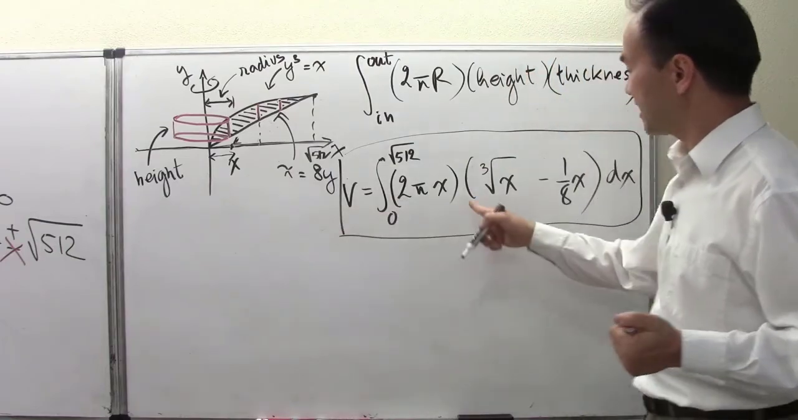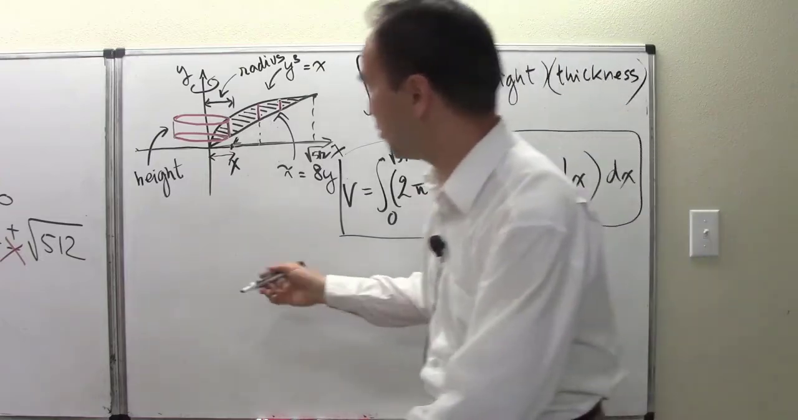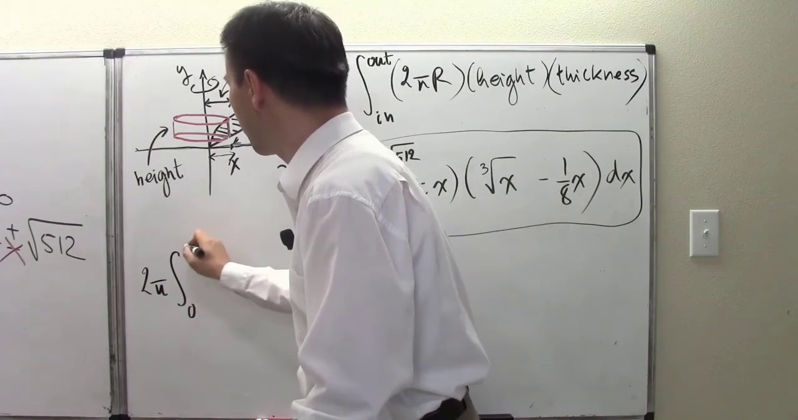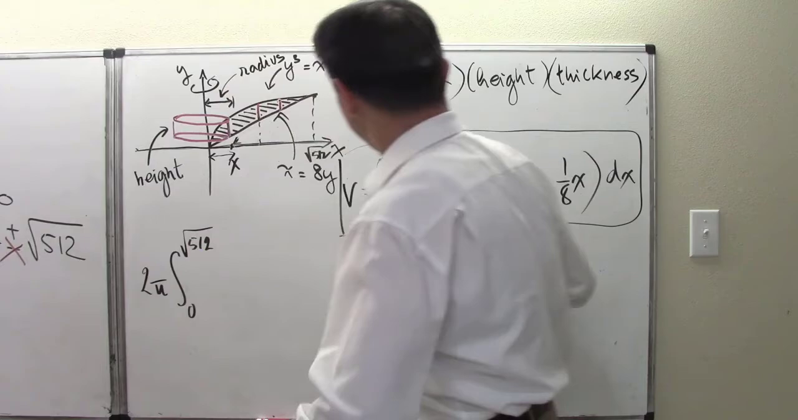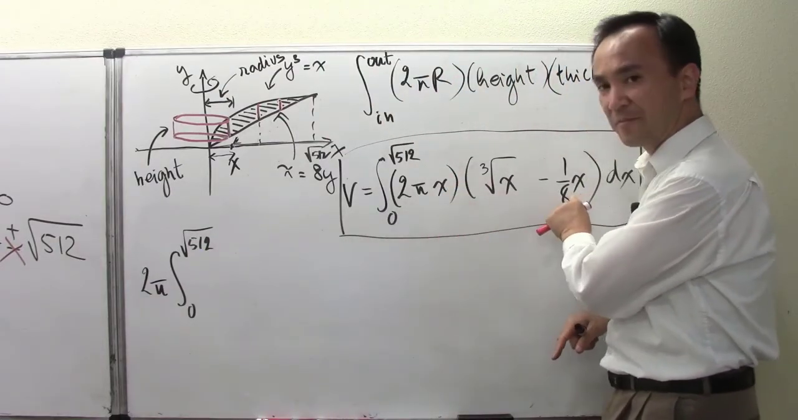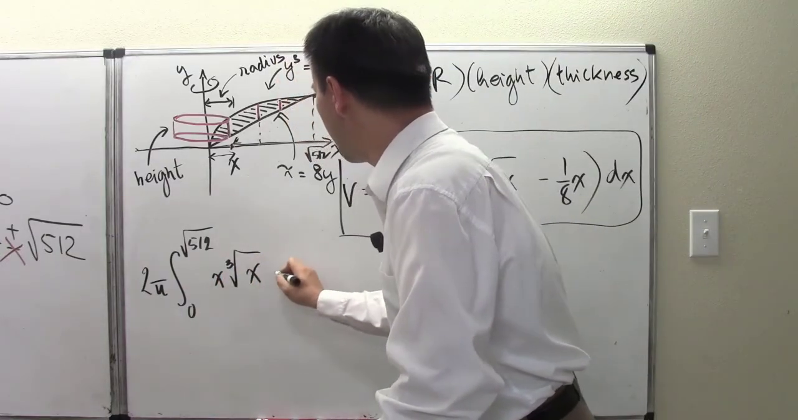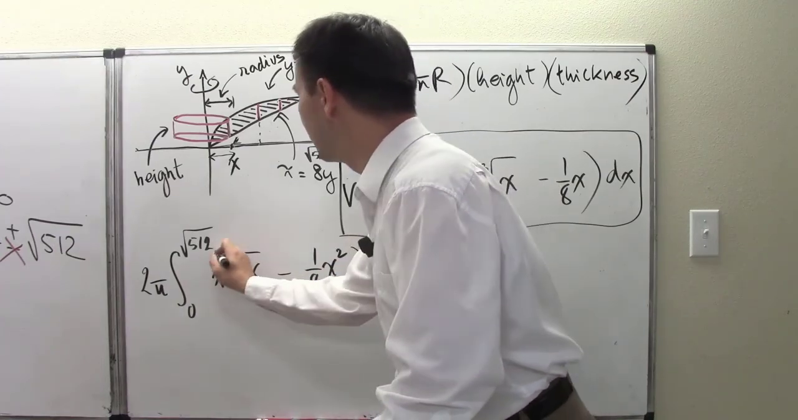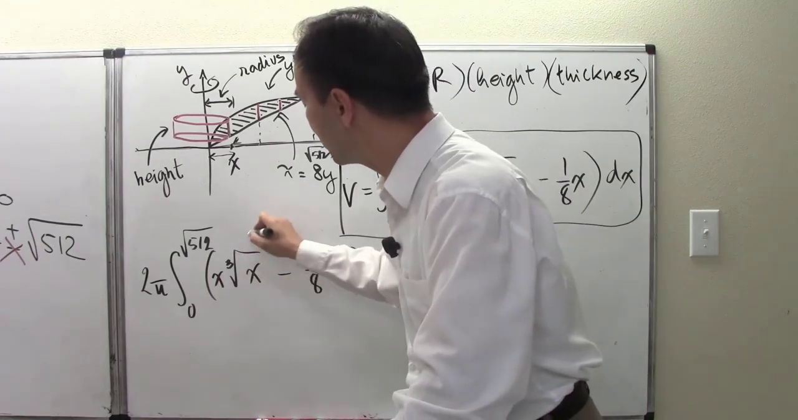In the next step, the 2 pi is a constant coefficient, so I can pull it out front. Then the integral becomes the accumulation from 0 to the square root of 512, and at the same time I can multiply the x with each term here. So now it's going to be x times the cube root of x minus 1/8 x squared with a dx. And keep in mind, this x times the cube root of x, allow me to make a little note right here.